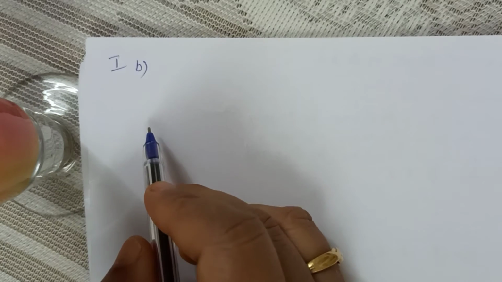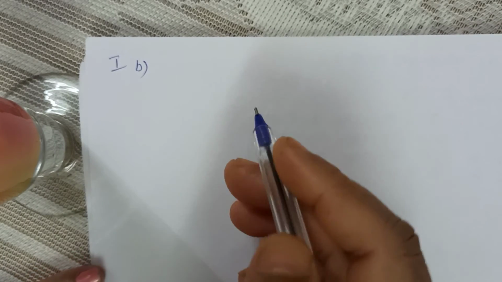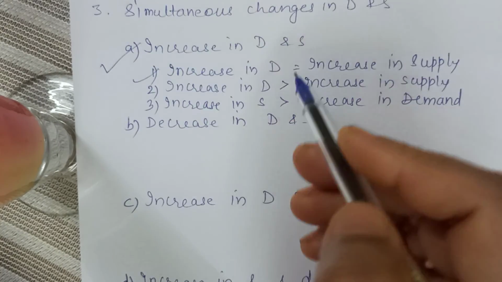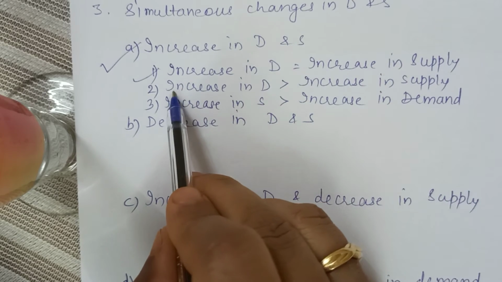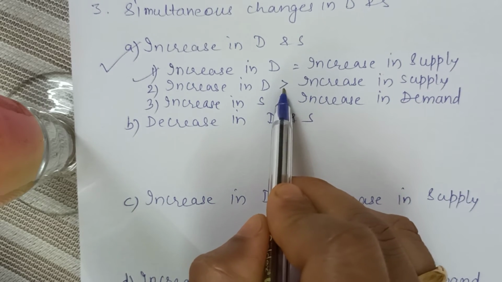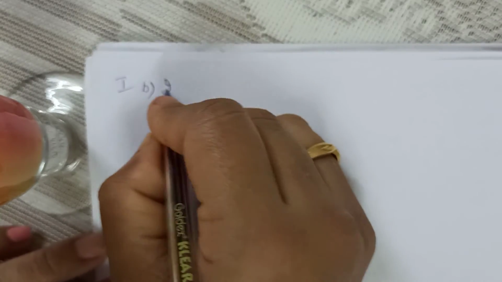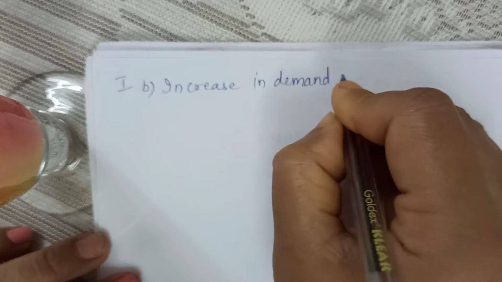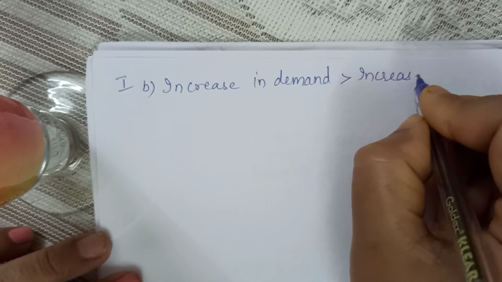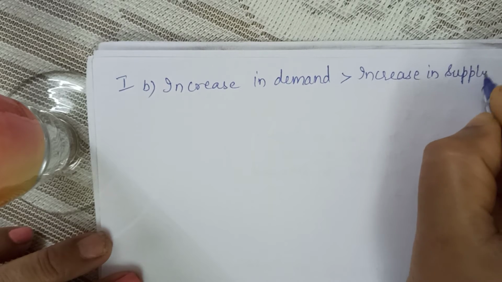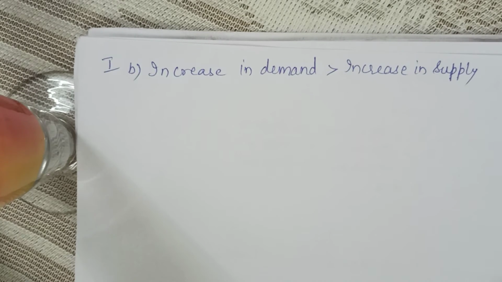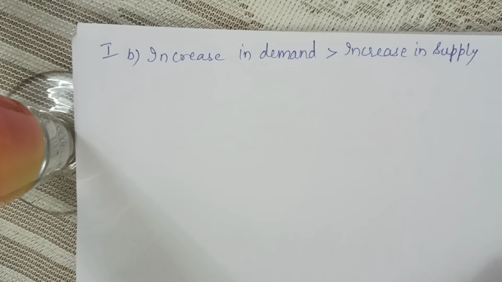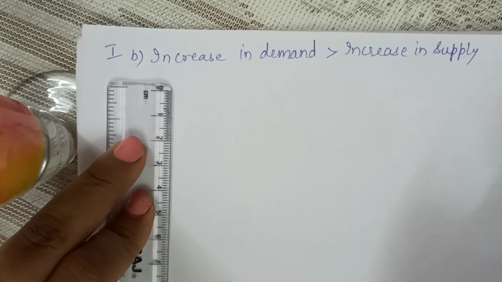Now I am going to take the second one, increase in demand and supply. As we have seen, first we already saw when both are the same. Now I am taking the second, increase in demand will be more than the increase in supply. Now I got this case, and accordingly I will draw the figure, and after that I will write my observations.